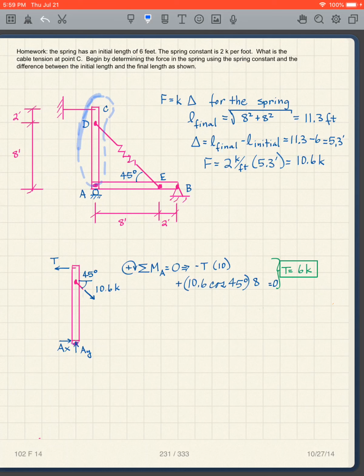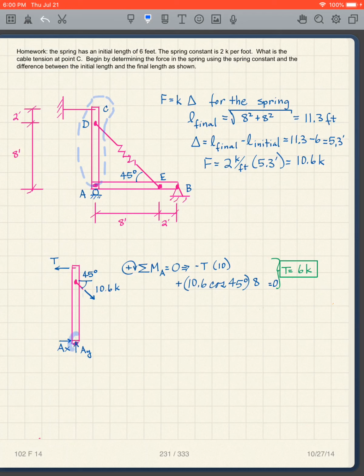I can take a free body diagram of this portion right there, and notice I'm making a cut through the cable. So that's going to give me the force in the cable. And so what do I have? At that pin there, I've got an AY and an AX. And at the spring, I know that it's tension of 10.6 kips from here. And then I have my cable force here, T.